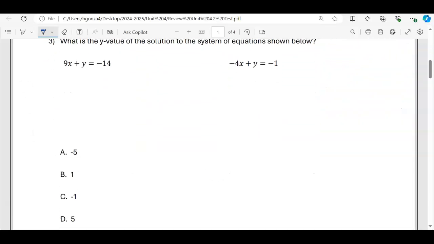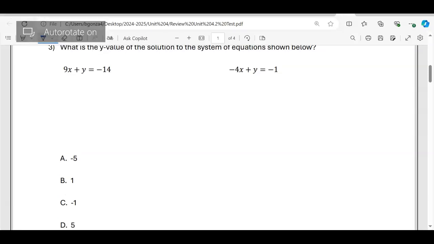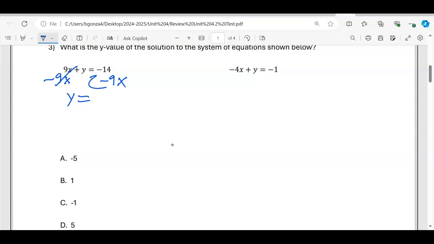So once again, we need to solve for y. This one looks like it'll be a little bit easier, so that's good. So I'm solving for y. I need to get rid of this positive 9x, minus 9x. Bring down y equals, this goes in front, so the minus 9x goes first because that's your mx, and your b is minus 14.